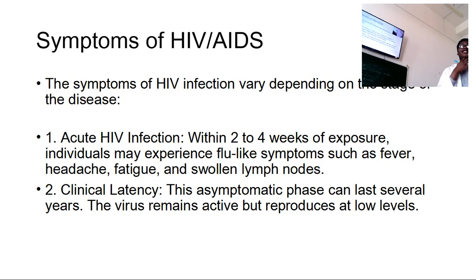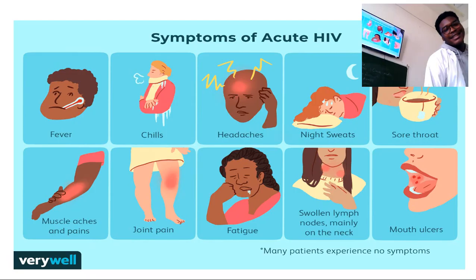So it's one of the most dangerous stages as well. And then we have the clinical latency. This is the asymptomatic phase, and can last for several years. The patient is also very much susceptible to transmit diseases to other people as well. And the virus remains active but reproduces at a very low level, hence the asymptomatic phase.